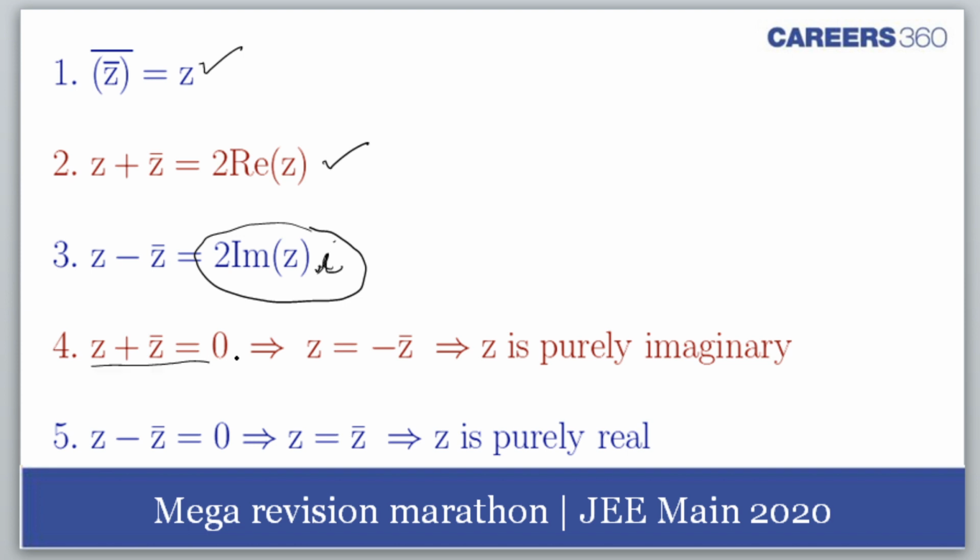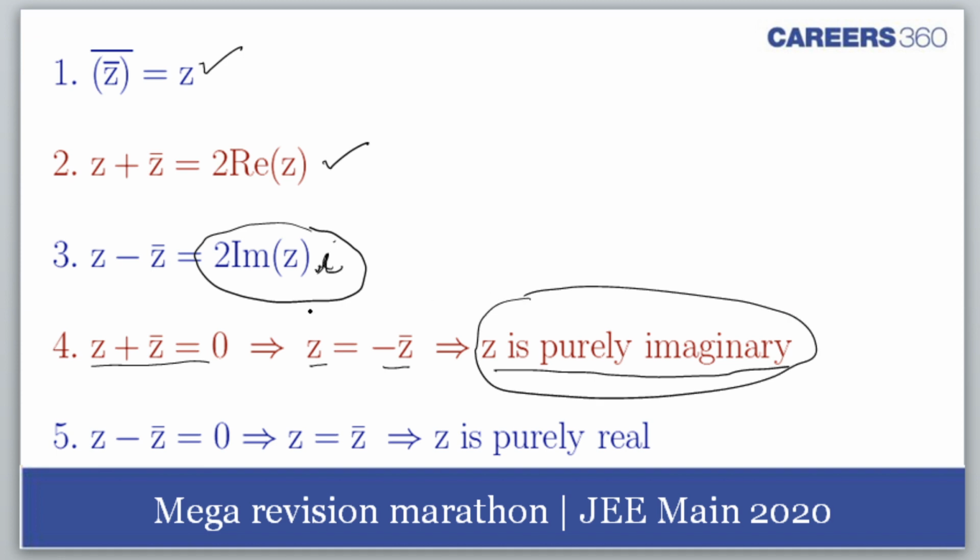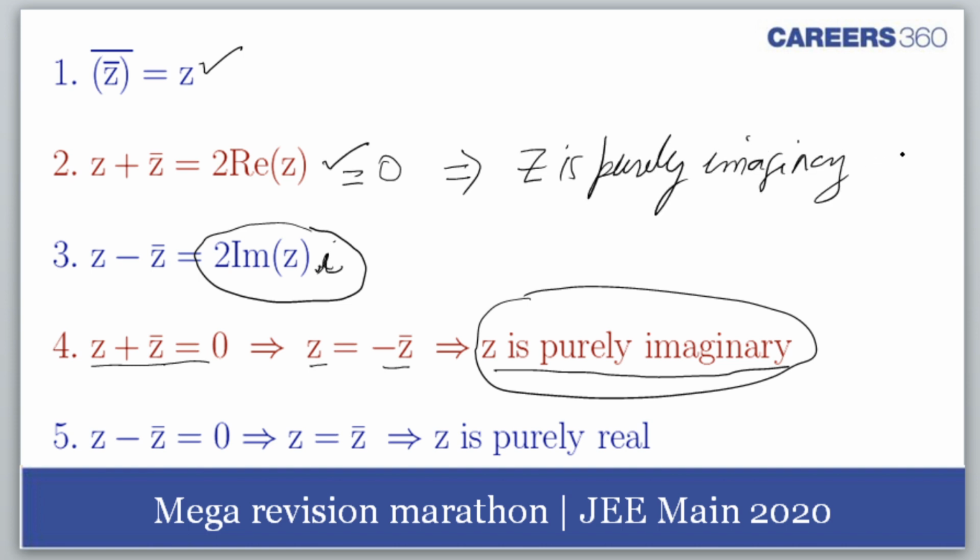z + z conjugate being 0 is the condition for z to be purely imaginary. That means the real part is 0. When I say z + z conjugate is 0, I mean the real part of z is 0. This would imply z is purely imaginary. By purely imaginary, I mean a number like 2i, 3i, 17i.